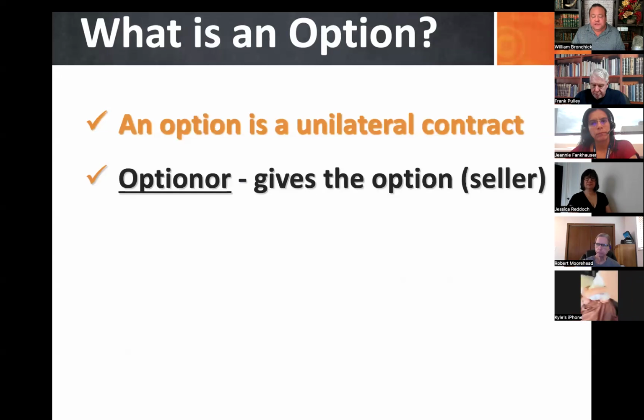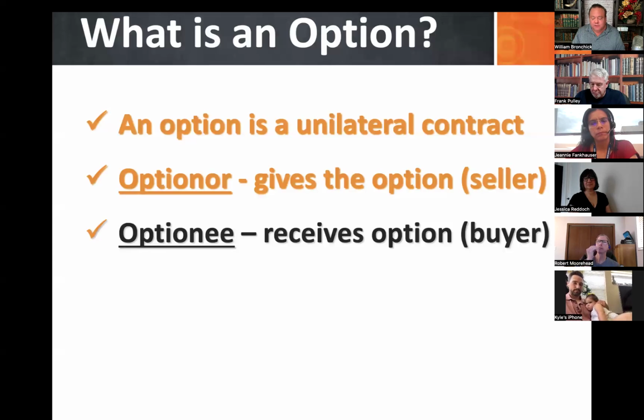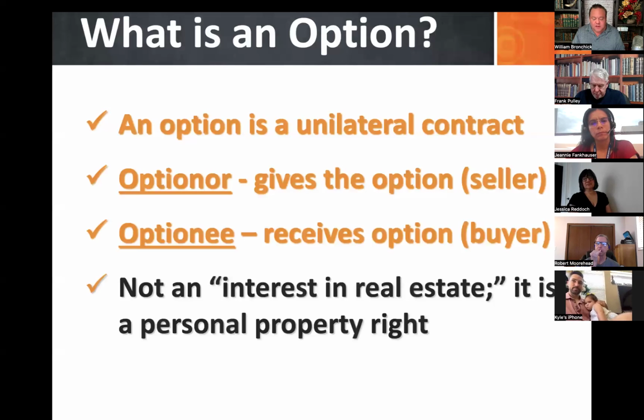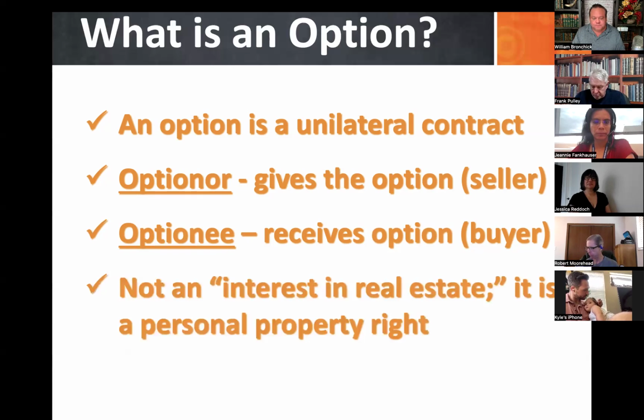The optionor is the seller, who gives the option to the buyer. The optionee receives that option, that's the buyer. An option is not an interest in real estate. It is a personal property right. It is a contractual right, as opposed to, say, a deed. That's an interest in real estate. A lease is an interest in real estate. It's a possessory interest. An easement is an interest in real estate. A lien, like giving someone a mortgage against your property, is a lien, and that is an interest in real estate. An option is just a contractual right.